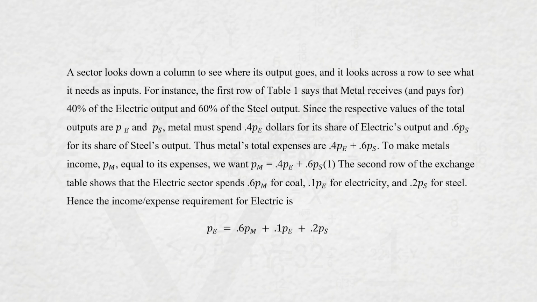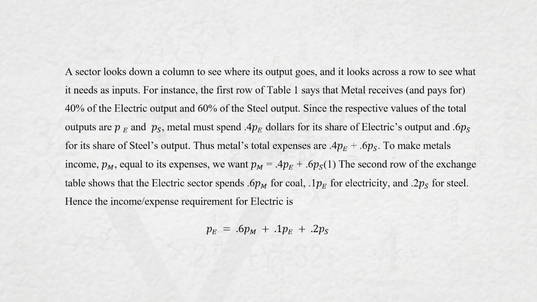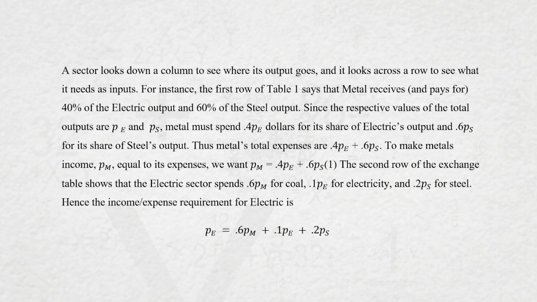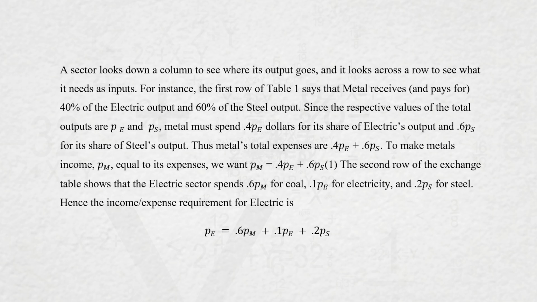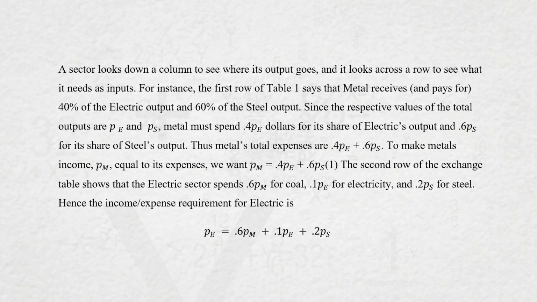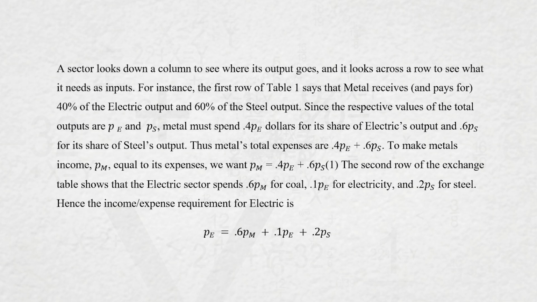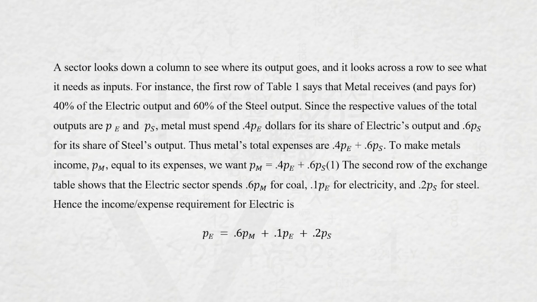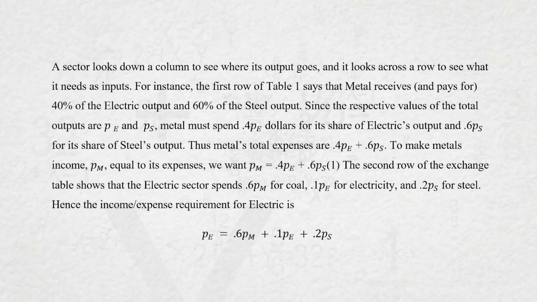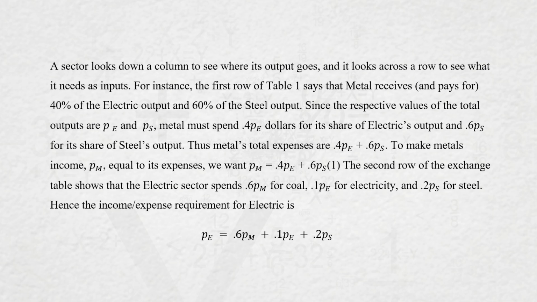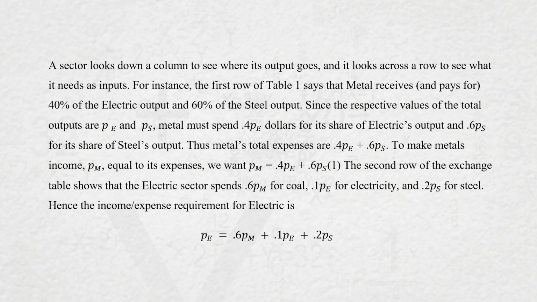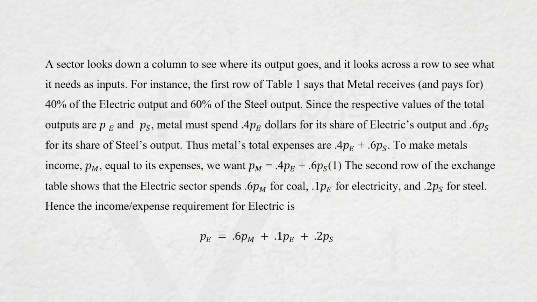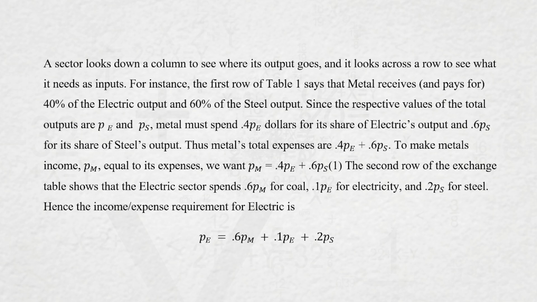For instance, the first row of the table that is displayed says that metal receives and pays for 40% of the electric output and 60% of the steel output. Since the respective values of the total outputs are PE and PS, metal must spend 0.4 PE dollars for its share of electric output and 0.6 PS for its share of steel's output. Thus, metal's total expenses are 0.4 PE plus 0.6 PS.